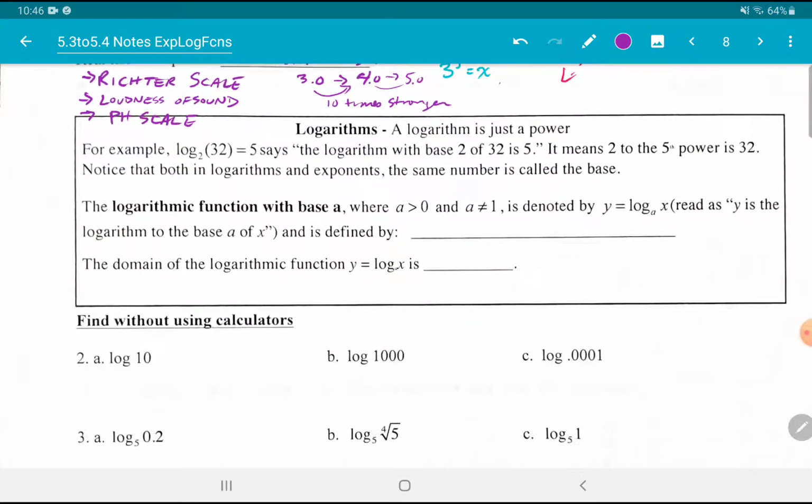All right, so a logarithm is just a power. As we said earlier, if you have log base 2 of 32, that's the same thing as 5, because if we do our loop trick, it's like saying 2 to the 5th is equal to 32. See that? So the logarithm with base 2 of 32 is 5. Okay, so let's take a look here. The logarithmic function with base a, where a is greater than 0, remember that a always has to be greater than 0, and a can also not equal 1, is denoted by log base a of x.